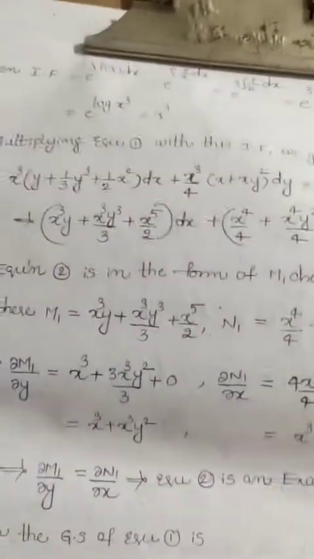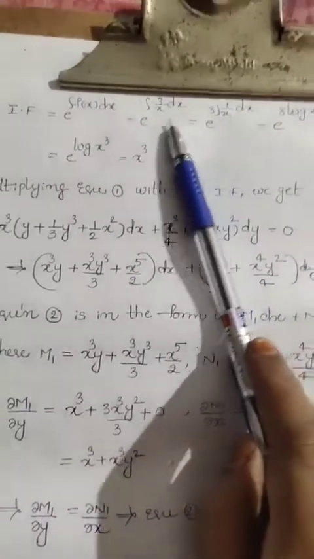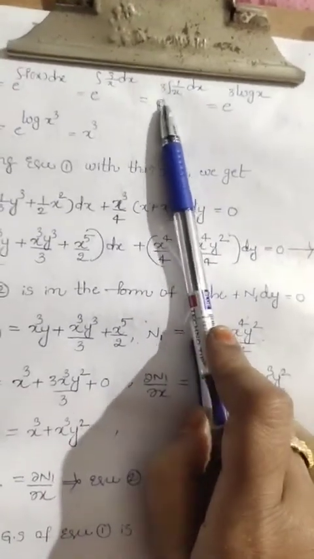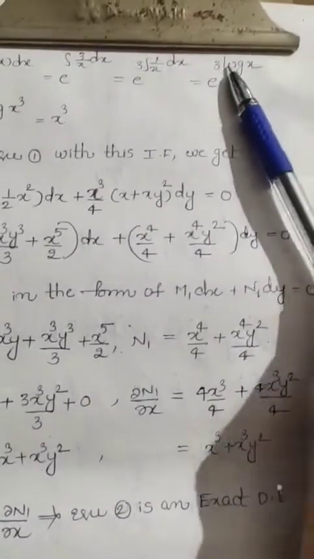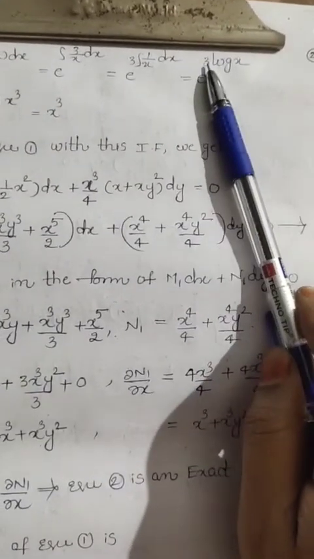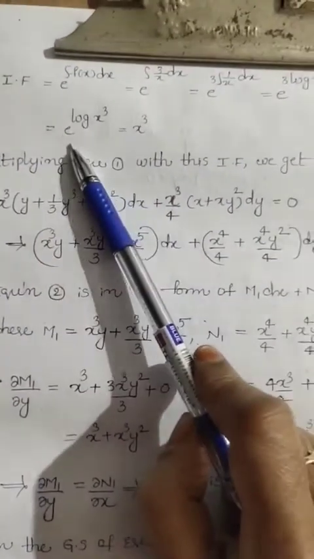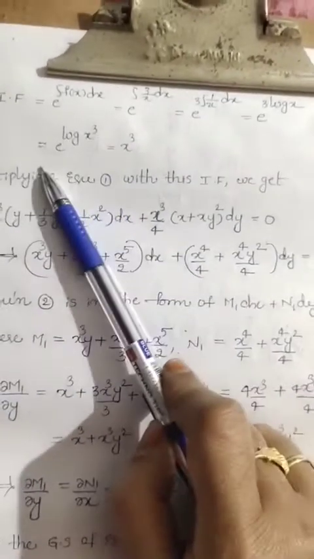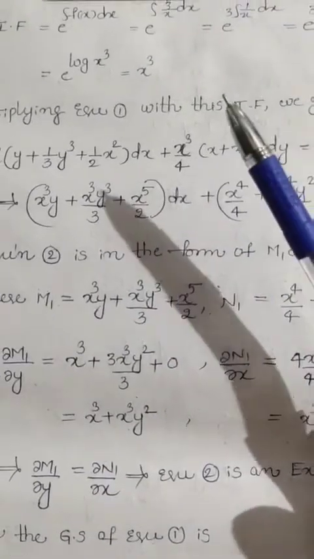Now the integrating factor is e power integral of f(x) dx, that is e power integral of 3 by x dx. Taking 3 as common, e power 3 times the integral of 1 by x dx, and the integral of 1 by x dx is log x. Now taking this 3 to this side, it becomes e power log x cube. Here the exponential and logarithm get cancelled, giving x cube. So the integrating factor is x cube.